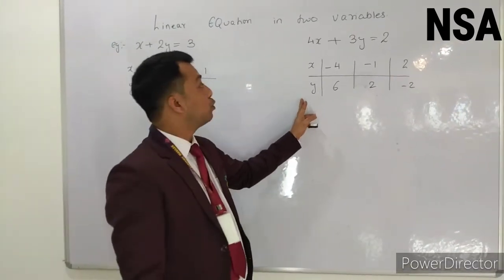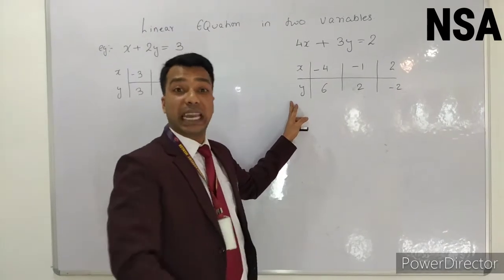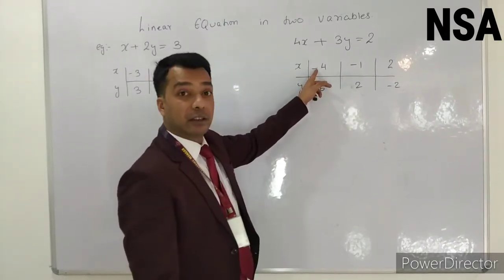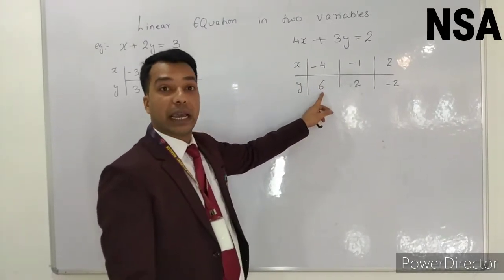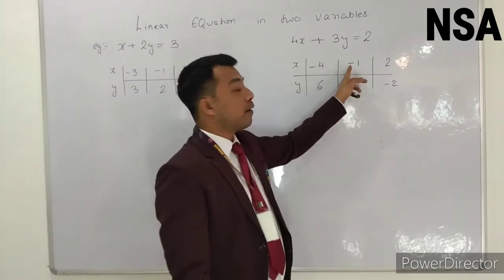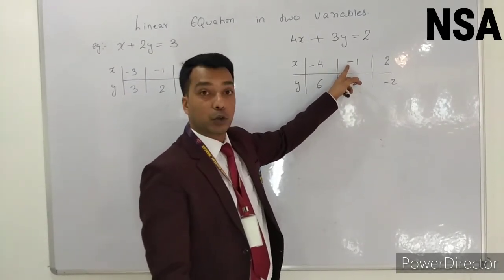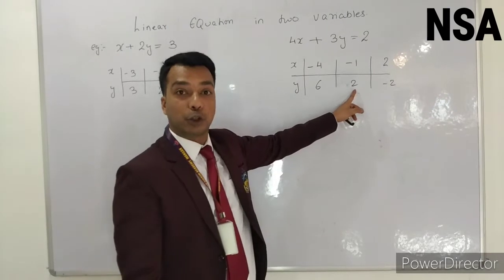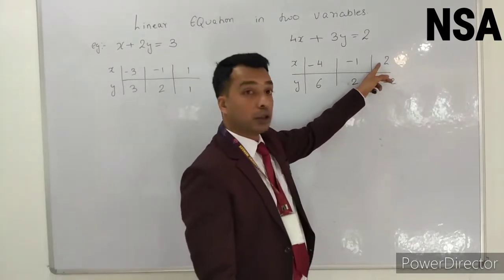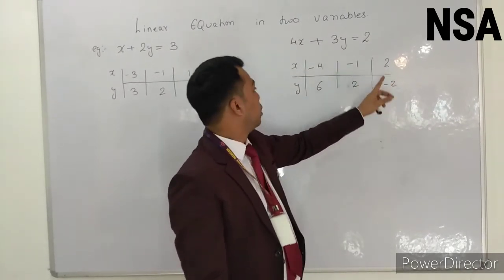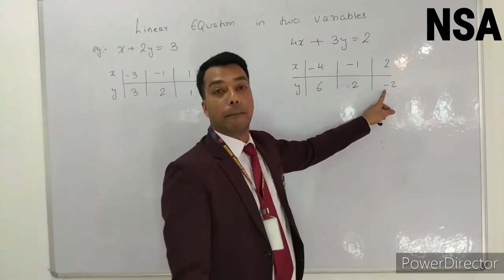Similarly, we have also found three solutions for the second equation. For x as minus 4, we got y as 6. Then for x as minus 1, we got y as 2. For x as positive 2, we got y as minus 2.